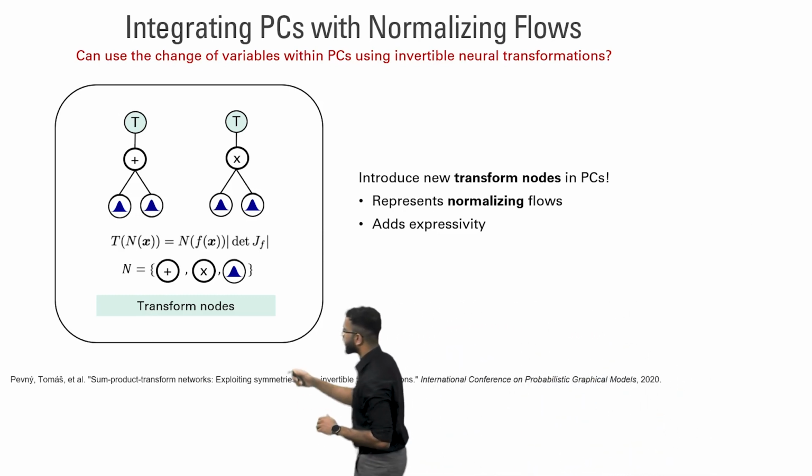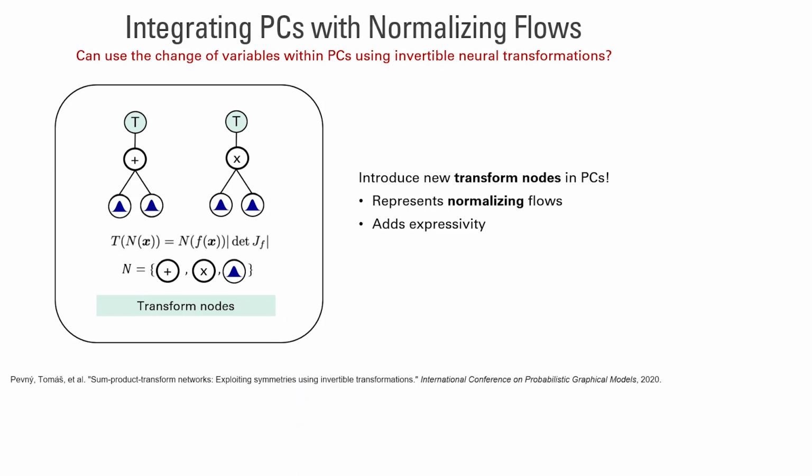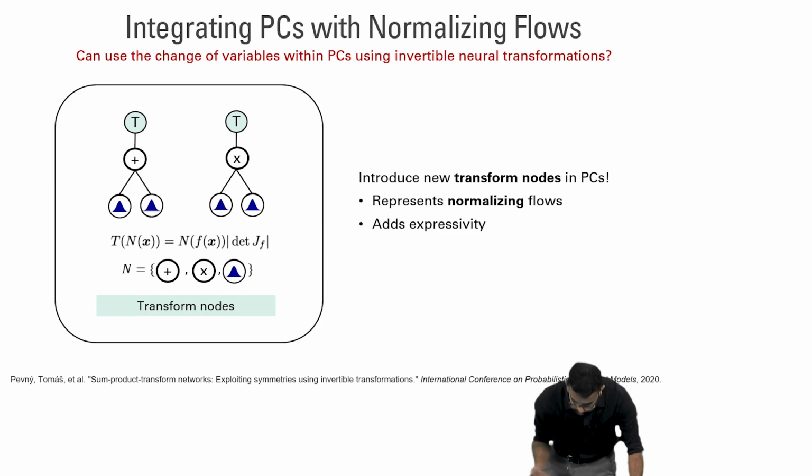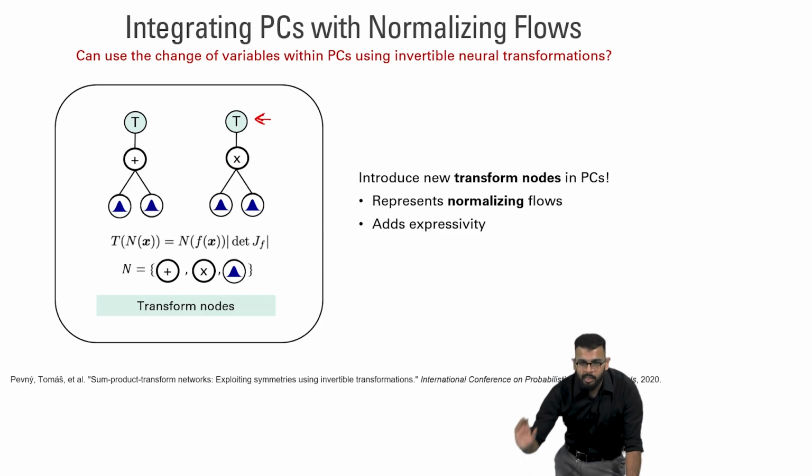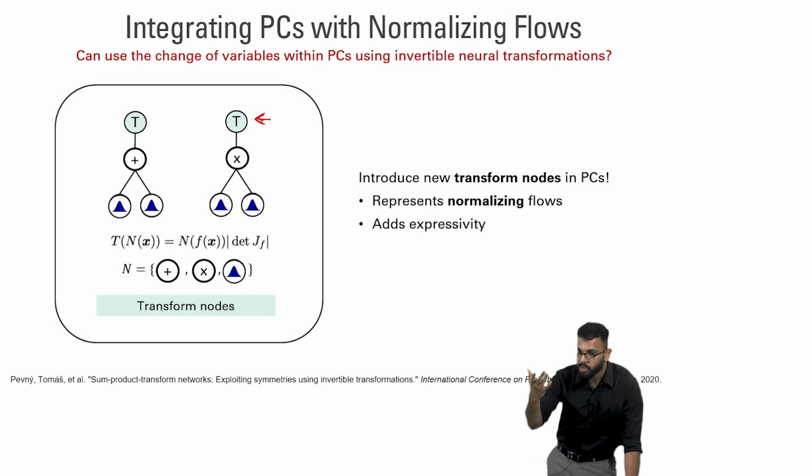Let me just call such normalizing flow nodes transform nodes. All it does is apply the change of variables formula. If I have a PC, each internal node in my PC is computing some probability distribution, right? Now I can think of that distribution as the base distribution for a flow and transform it into something more complex by having an invertible transformation on top of it.